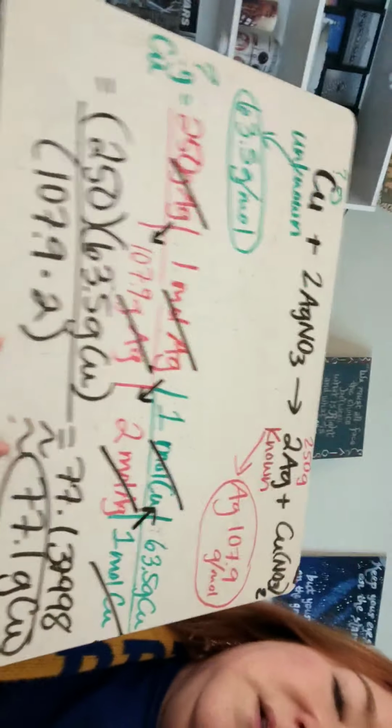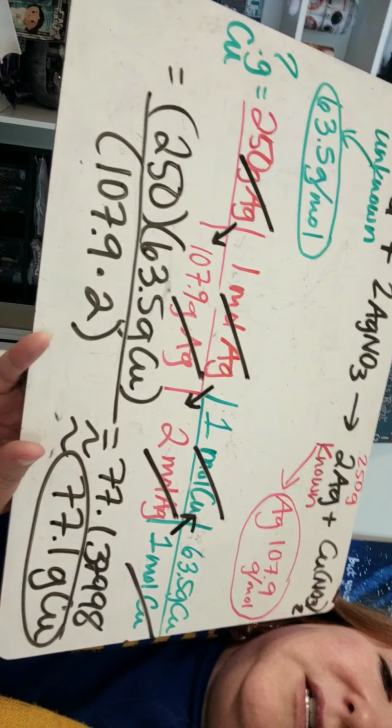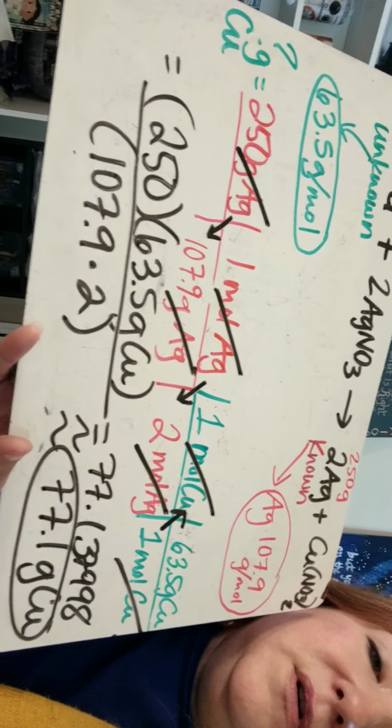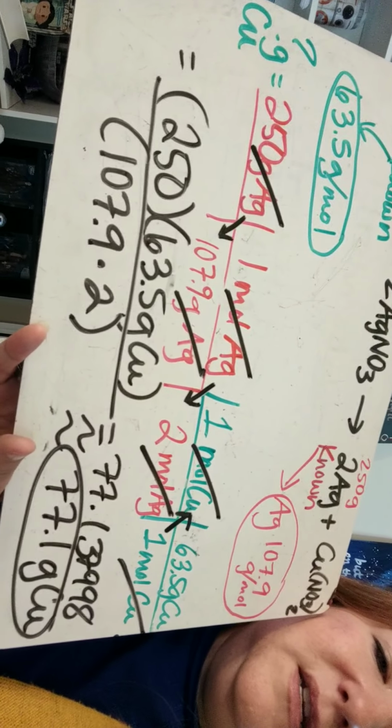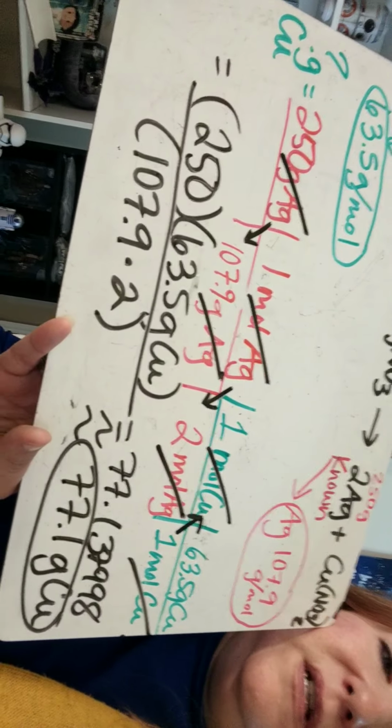Okay, and when we do the math for that problem, I've already done that, thank goodness. I didn't realize I'd have so many technical difficulties today. 77.137998, and then we're going to look at our mass values. So I'll get 3 sig figs, 77.1 grams of copper. Okay. So 250 times 63.5 divided by 107.9 times 2 in parentheses, and we get 77.1 grams as our answer.